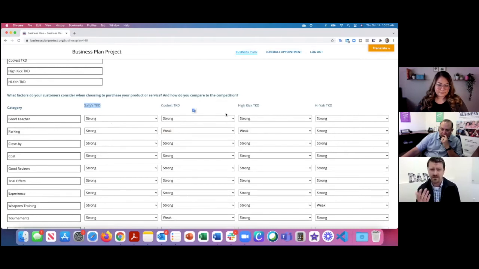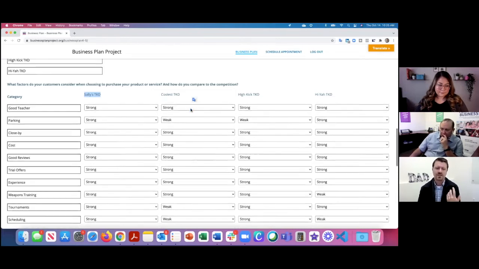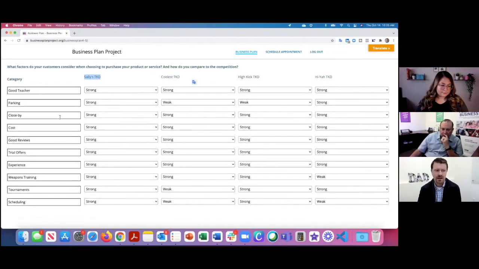Secret shop yourself. If you're an established business owner out there, get a friend or family member to call or to buy from you and see what your process is like and get their feedback. Because oftentimes business owners, you set up your processes and it works, and then something changes later and you aren't aware of it. You don't have a feedback loop to hear that from your customer. So definitely take some time here to go through line by line: close by, cost, good reviews.